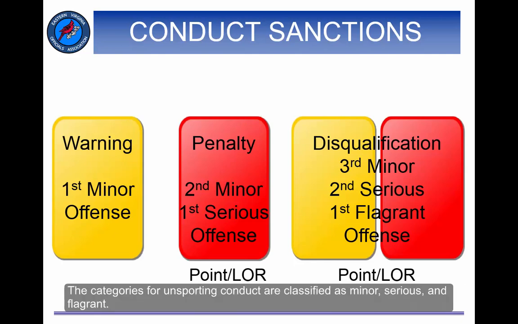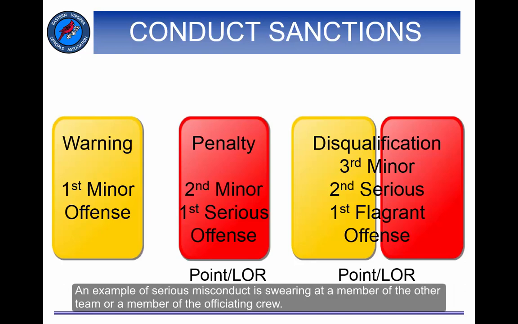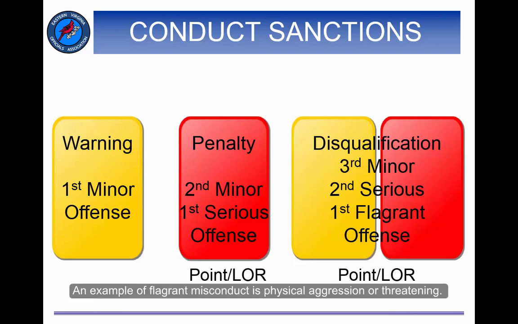The categories for unsporting conduct are classified as minor, serious, and flagrant. An example of minor misconduct is demonstrating disgust with an official's calls. An example of serious misconduct is swearing at a member of the other team or a member of the officiating crew. An example of flagrant misconduct is physical aggression or threatening.